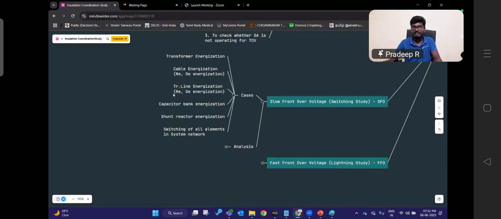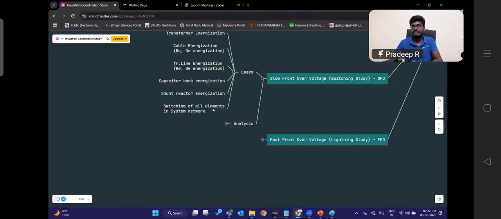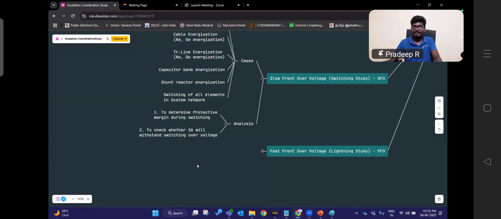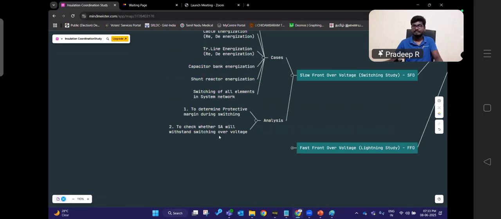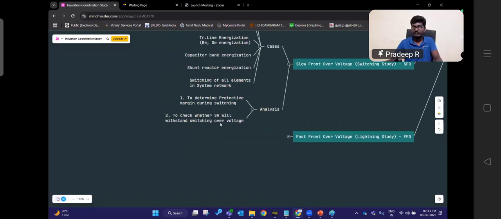Then shunt reactor energization. So switching, in simple terms, switching of all the elements. Whether you are going to turn on any element in your power system, all those elements will come under this switching study case. Right? Here, from the analysis point of view, what we will observe is the protective margin during switching. With the help of that protective margin, we will say whether my surge arrestor will withstand this switching over voltage or not.